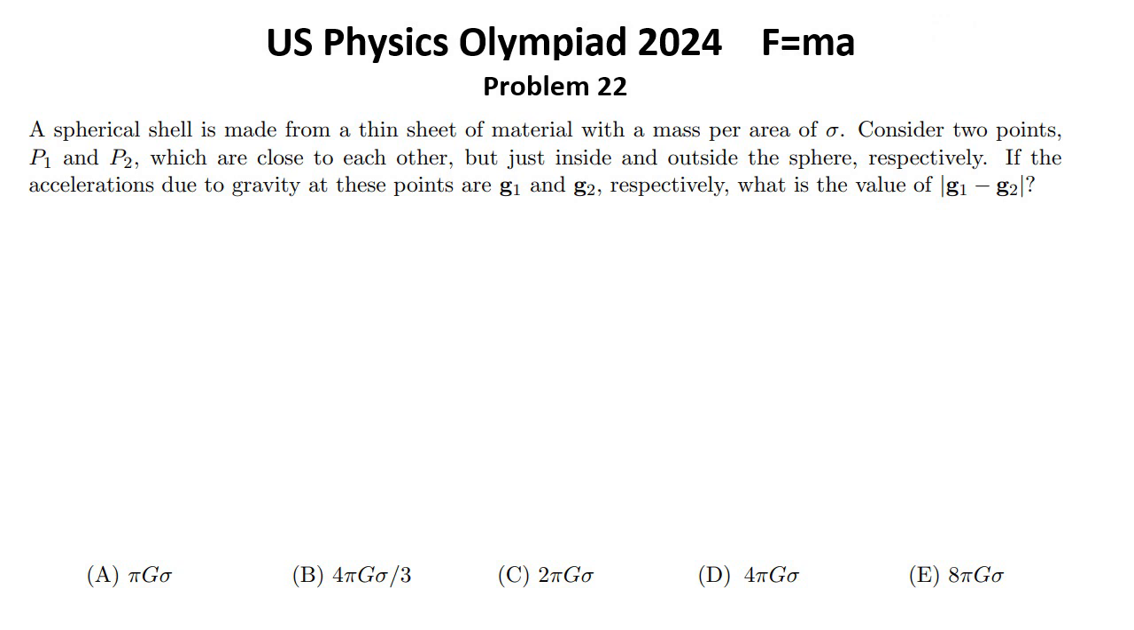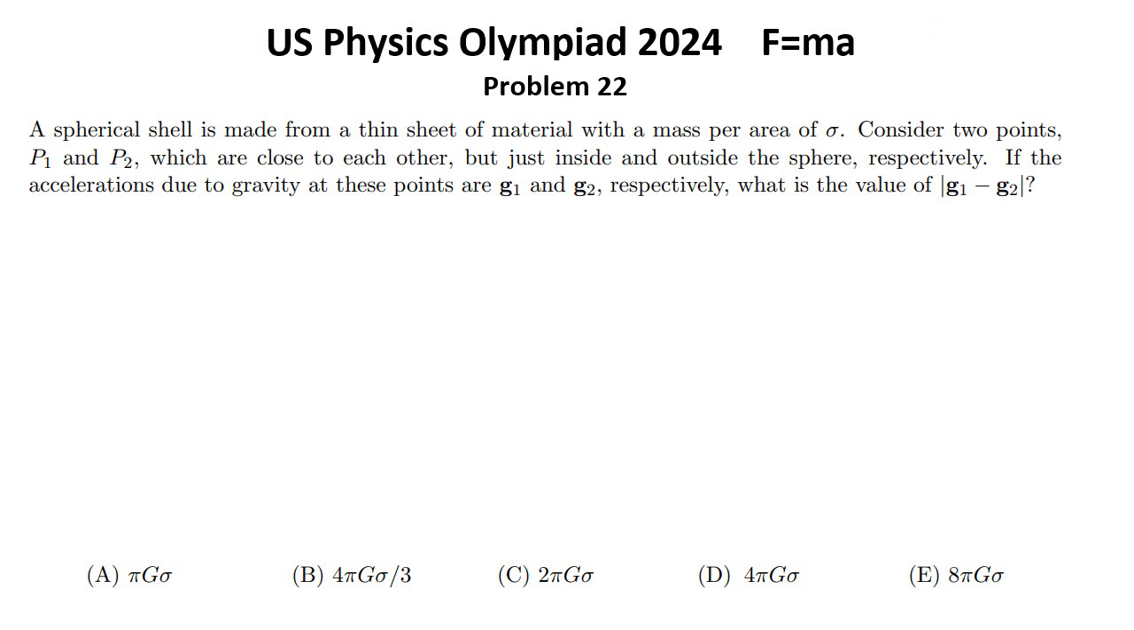Problem number 22. A spherical shell is made from a thin sheet of material with a mass per area of sigma. Consider 2 points, P1 and P2, which are close to each other, but just inside and outside the sphere, respectively. If the accelerations due to gravity at these points are g1 and g2, respectively, what is the value of the absolute value of g1 minus g2?